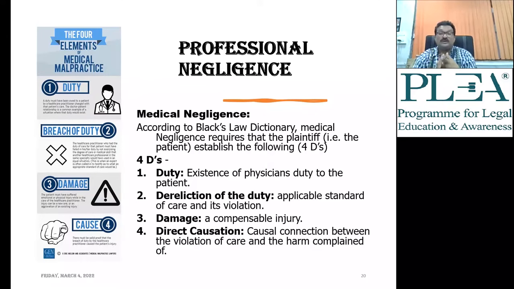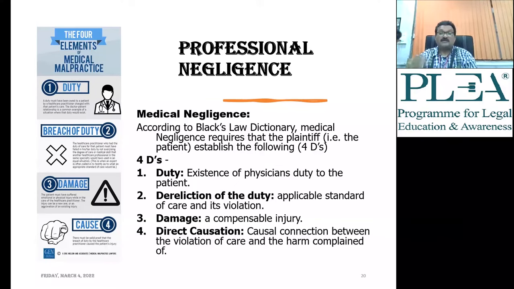First is duty, means the complainant should prove that the doctor has a duty to me for treating me. Second is dereliction of the duty. That means even after treating me, he has not discharged his duty based on the applicable standard of medical care and application of reasonable skill.